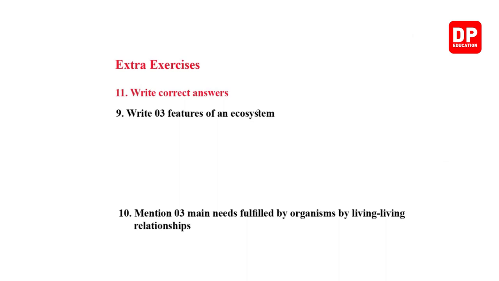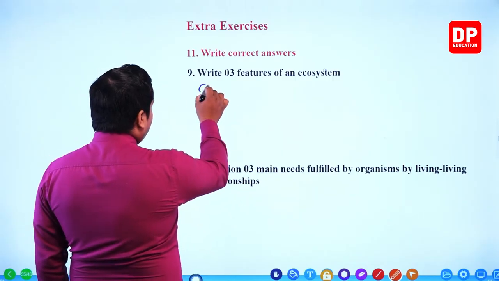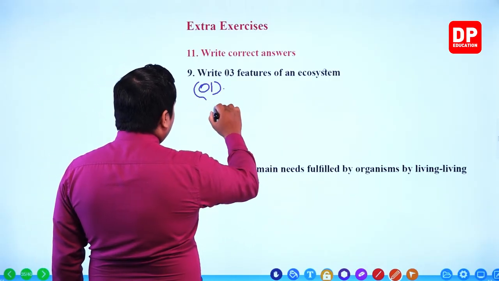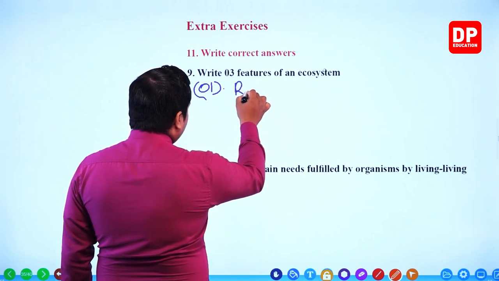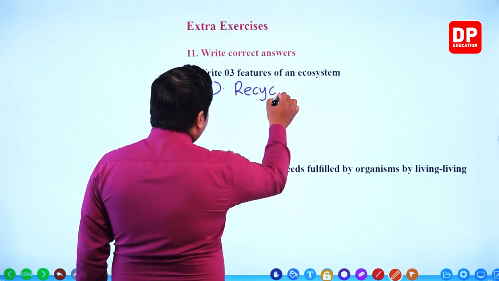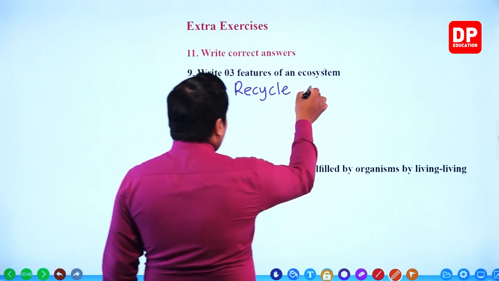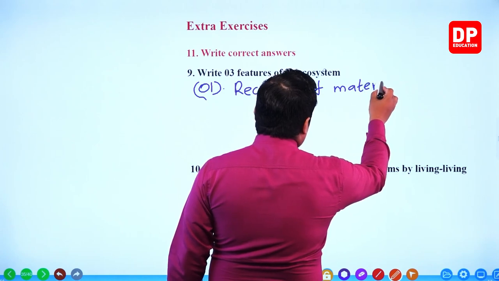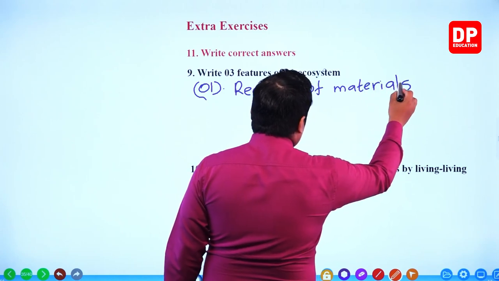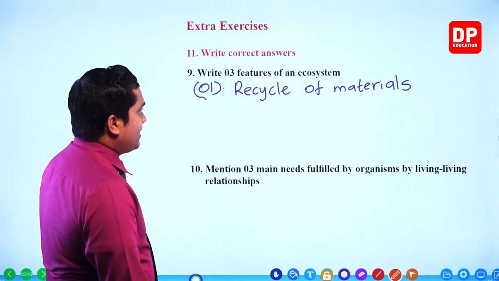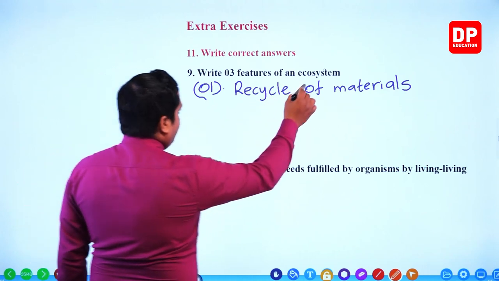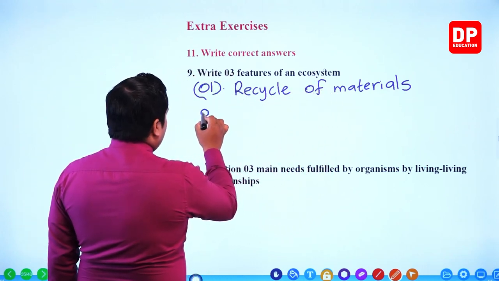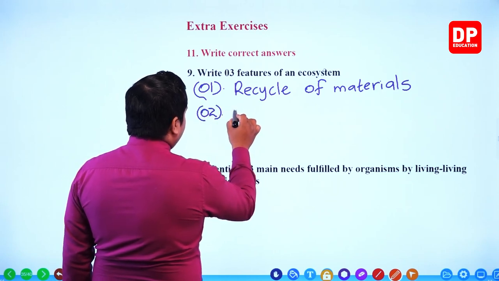Okay, right. Then the next question, my dear children. Write three features of an ecosystem. Number one, recycle of materials. Next one, number two, shoving interactions.